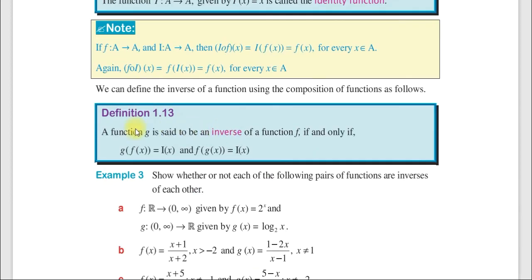Another definition, a function g is said to be an inverse of a function f if and only if g of f of x which is equal to I of x and f of g of x which is equal to I of x.